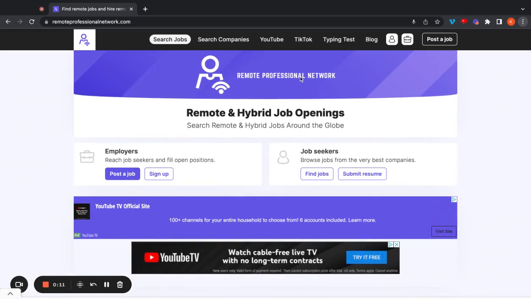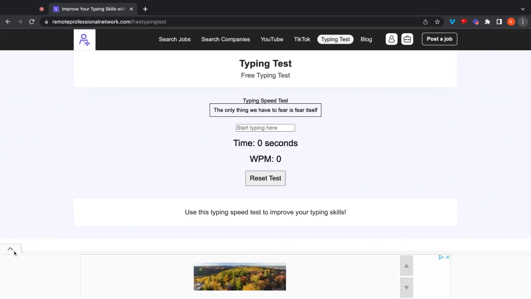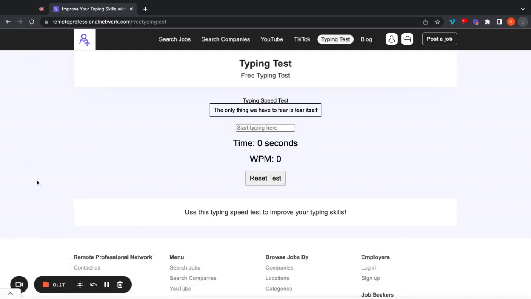Let's go ahead though and check out this new feature that we added. It's going to be a typing speed test, completely free. You can just head over to our job board, remoteprofessionalnetwork.com. Feel free to use this. The paragraph will change every time that you start typing something and finish the test. It'll give you your words per minute and the time it took you to finish the phrase up there.